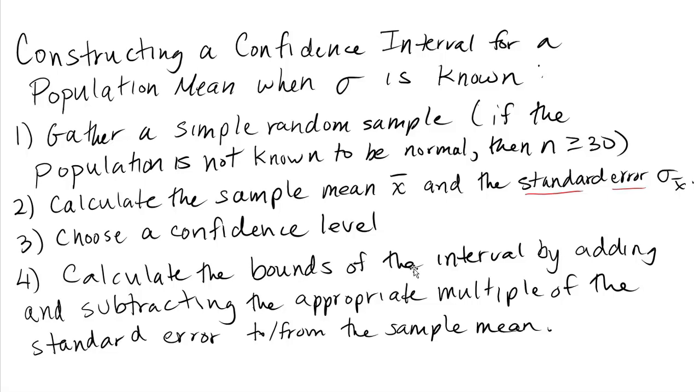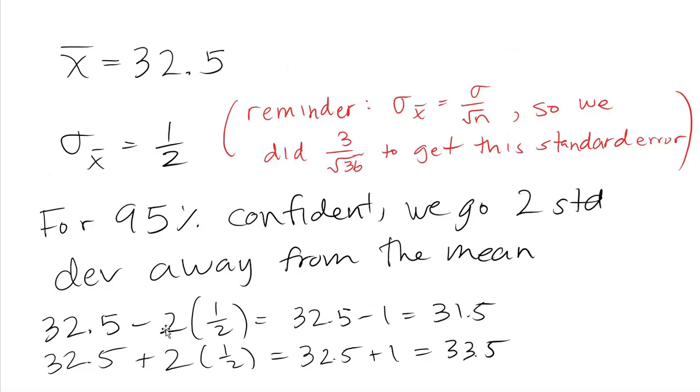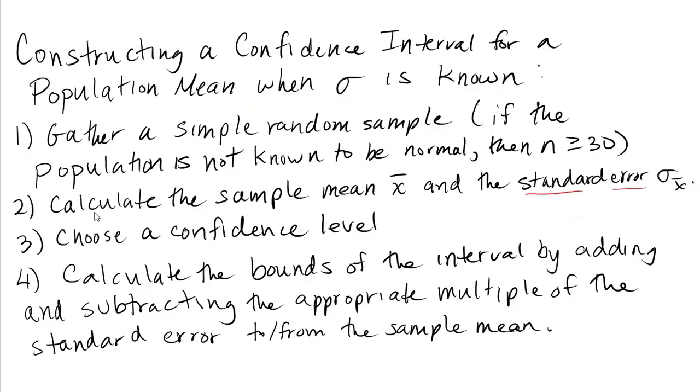The last step says to calculate the bounds of the interval by adding and subtracting the appropriate multiple of the standard error to and from the sample mean. We took the sample mean and we subtracted 2 standard deviations and we added 2 standard deviations. And that's because we wanted 95% confidence. That's the appropriate number of standard deviations. And that's how we got our bounds. And then we wrote up an interpretation, which we'll get into in a minute. But that's how these steps work.